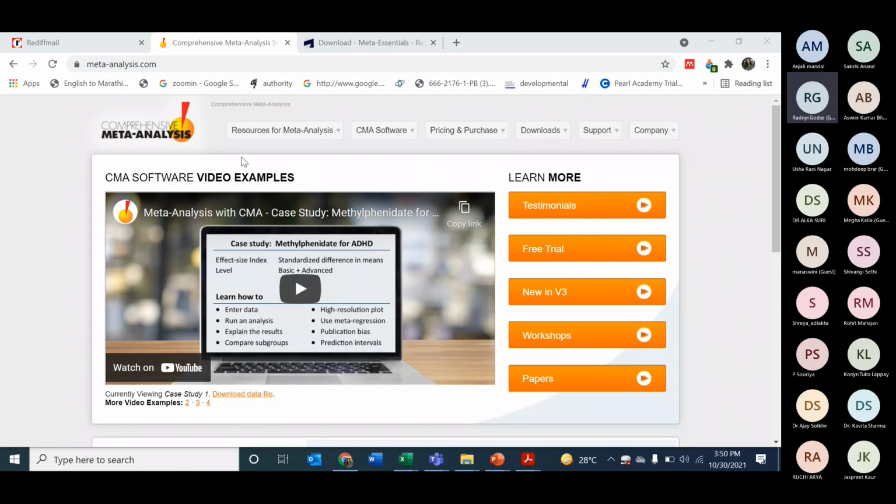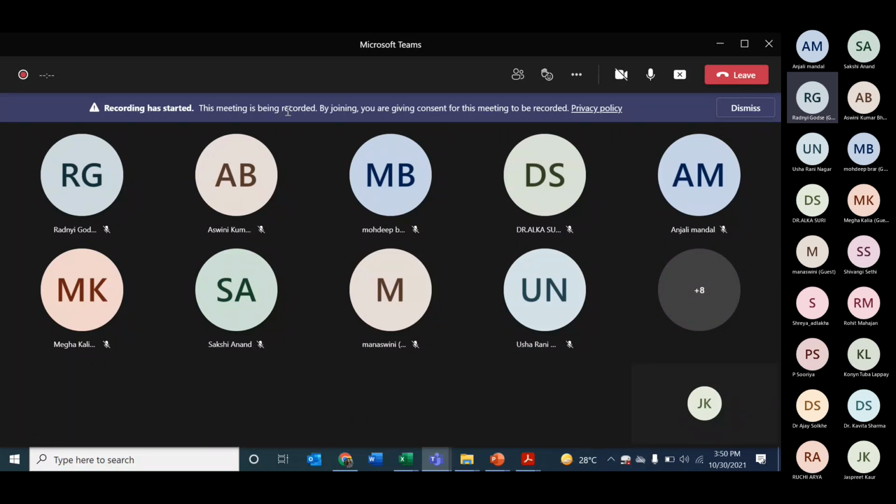Any other questions? Also, except for Meta Essentials, there's another free software which can do this, which is R software. For me, the best method is Meta Essentials because it's very, very simple. It's almost like working on any Excel sheet. So I use Meta Essentials. But if you're good at coding, you can use the free software R also. It is called Meta, for doing meta-analysis.